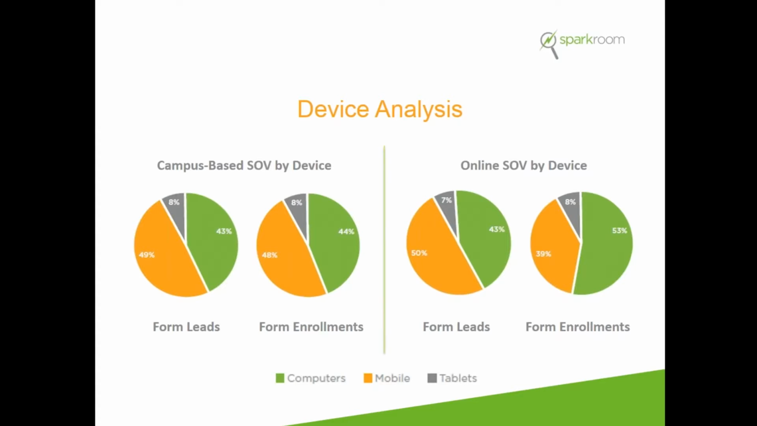For online, although mobile does have a larger share of form leads at 50%, when looking at the actual enrollments, the green desktop piece is still the largest there with 53%. So mobile definitely makes up a significant percent of the form volume being generated for these schools, and we do expect that those orange pieces of the pie will continue to grow with time. And next we'll look at some year-over-year growth that we've already seen in the mobile space for our schools.